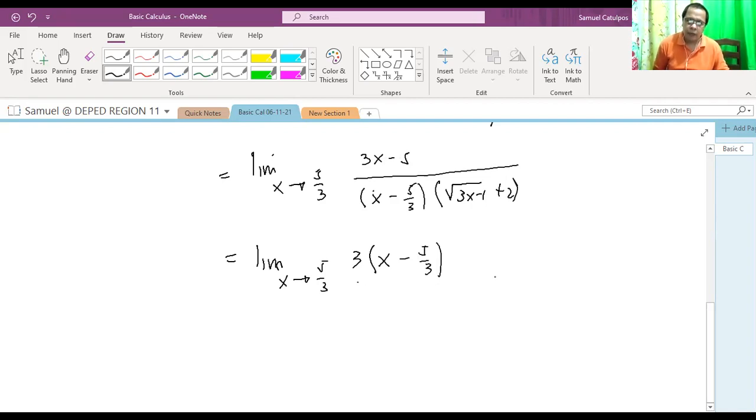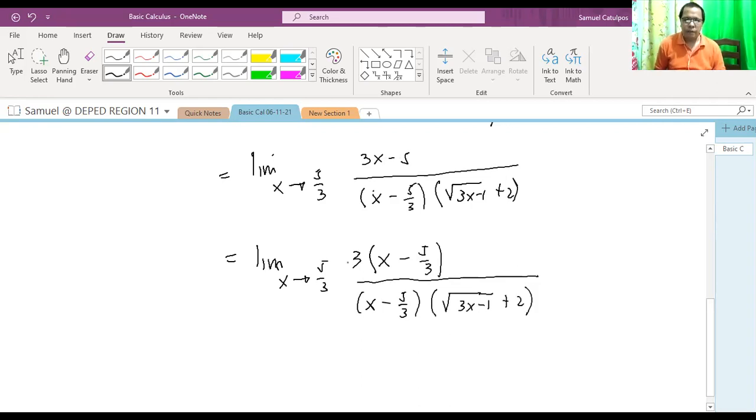Okay, and over, copy lang nimo nang sa baba, and kabalo na ta nga natay ma-cancel sa baba. Di ba? So nga na lang, square root of 3x minus 1. Then plus 2.